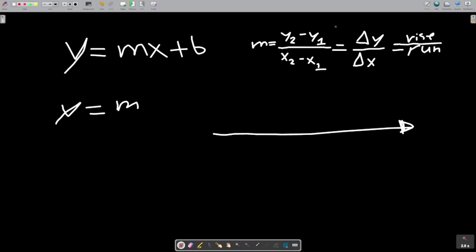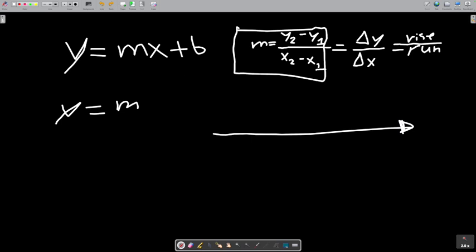But for educational sake, I'm going to be using the formula, which is y2 minus y1 over x2 minus x1. Now, if we have a horizontal line, all of the y values won't change, so it will be just 0 on the top. And 0 over anything is 0, so that means the slope of a horizontal line is just 0.